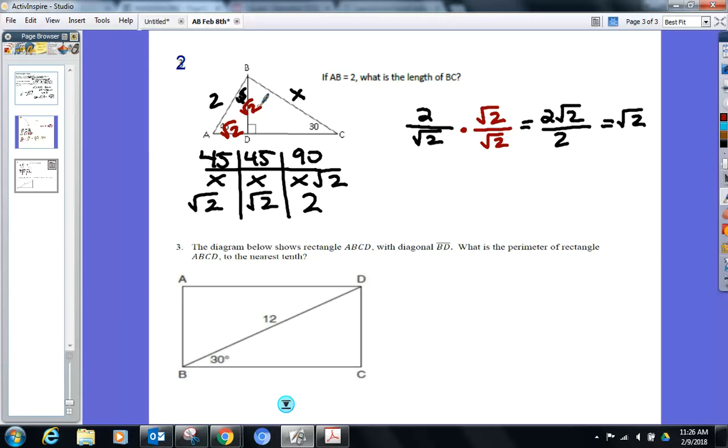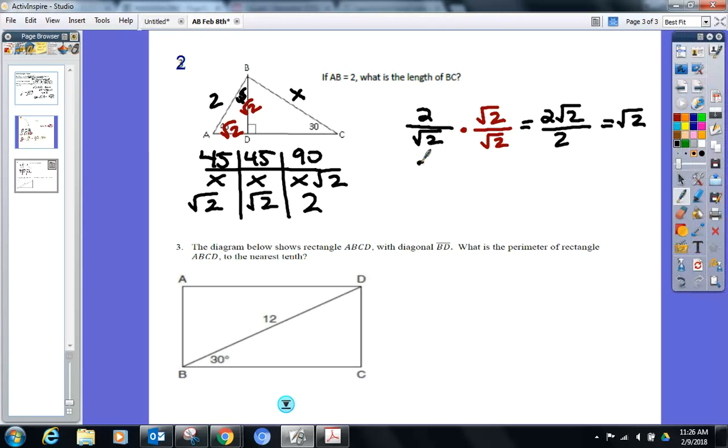Can we get to BC soon? Okay, BC is part of what triangle, though? BDC, which is what special one we've talked about? 30, 60, 90. So now we've got to get out another chart.